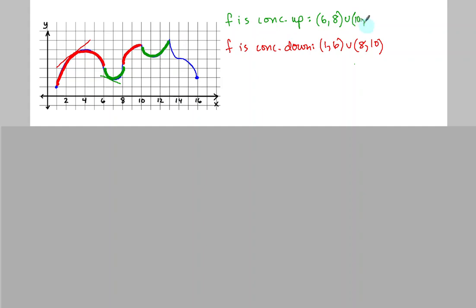10 to 13. And then there will be one more place right after that sharp point where the graph is bending upwards once again. So again from 13 to 14. And then finally, the graph is concave down from about 14 to 16.